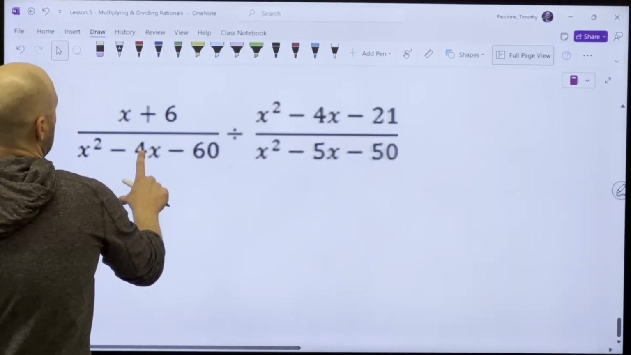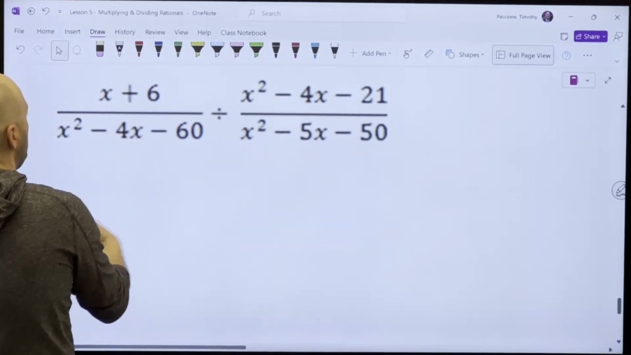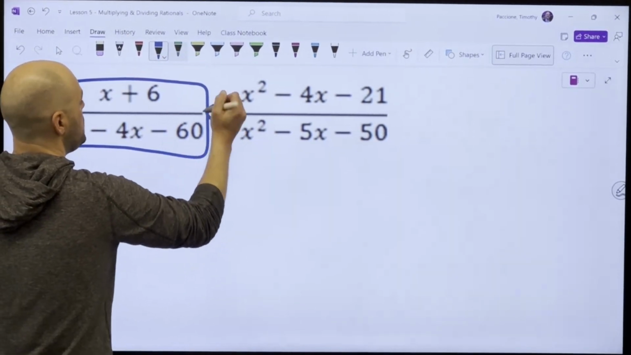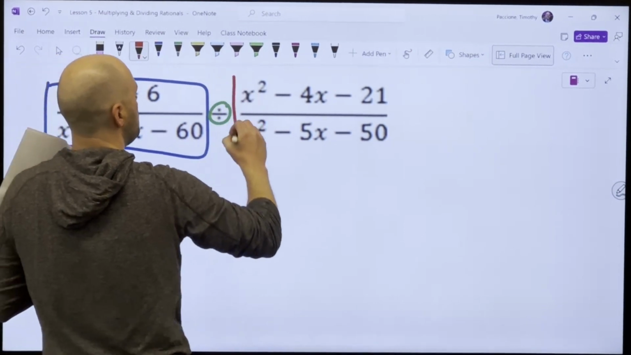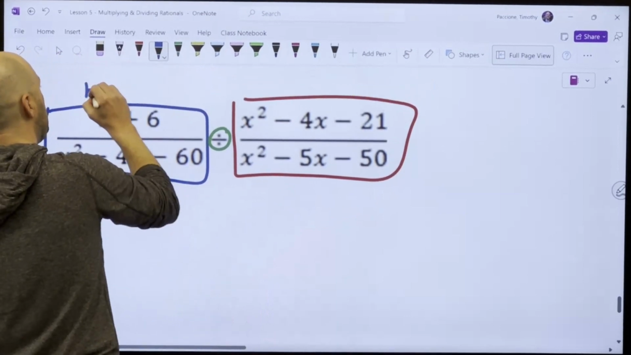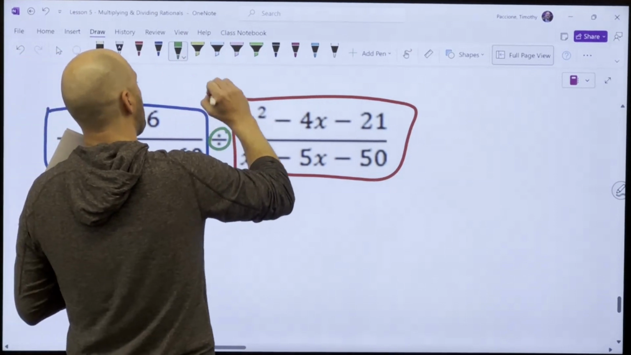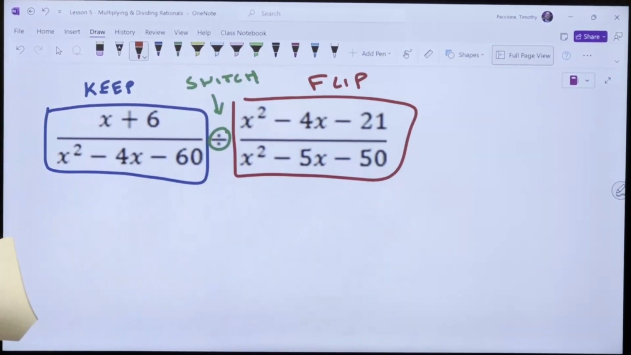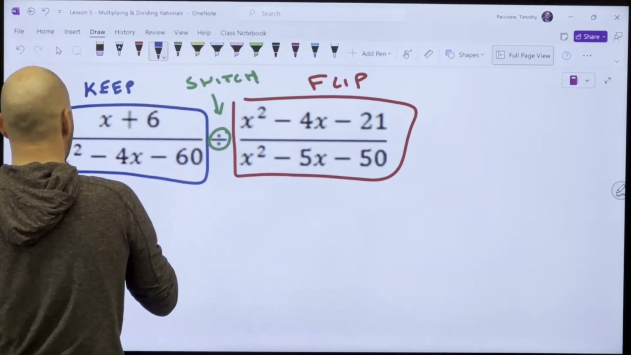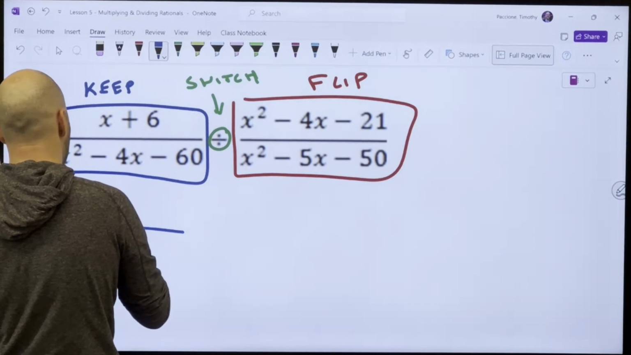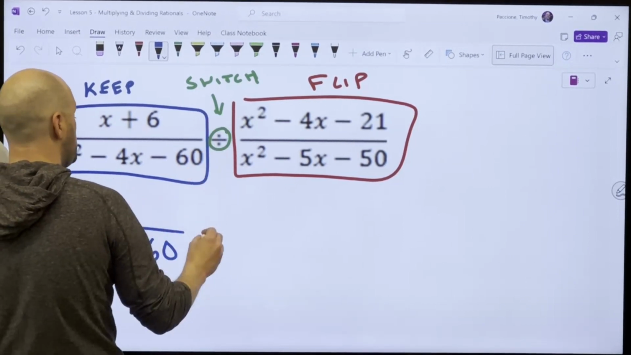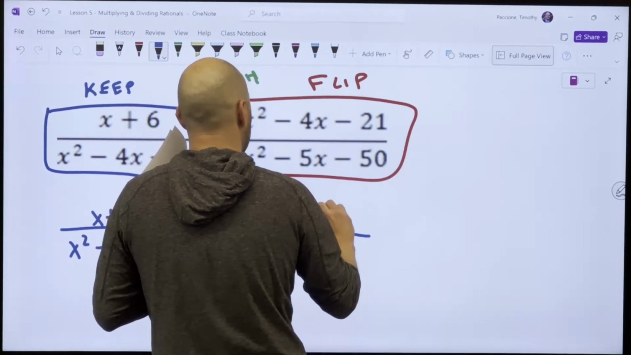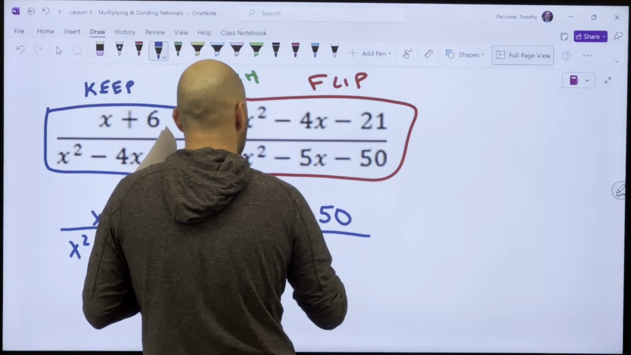All right, so number 3. There's a lot going on here. The first step is keep, switch, flip, though. So the first thing I do is keep, switch, and flip. Right? Keep, switch, and flip. All right, so I got to change the problem before I even attack the problem. All right, so keep, I would have x plus 6 over x squared minus 4x minus 60. Switch to multiplication, and then flip this to x squared minus 5x minus 50 over x squared minus 4x minus 21.